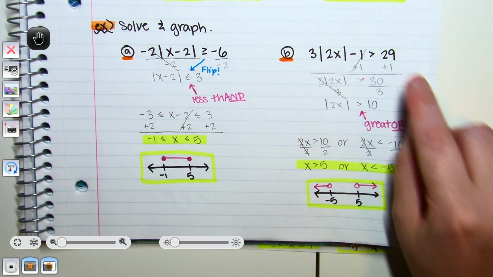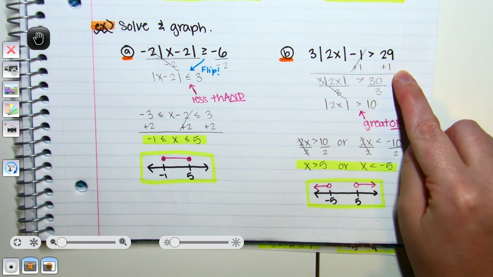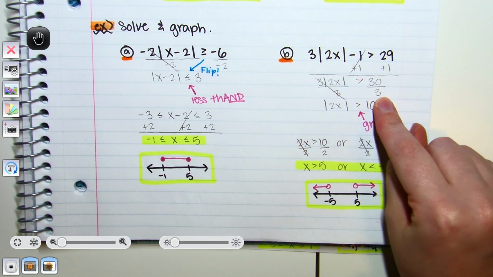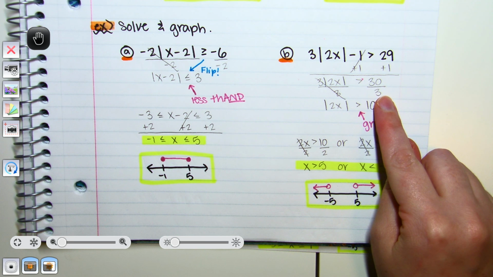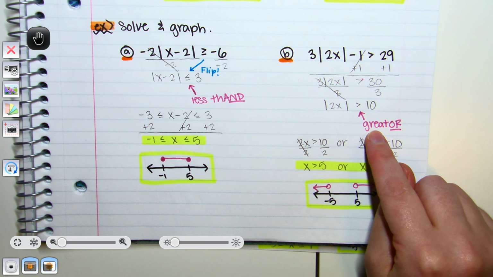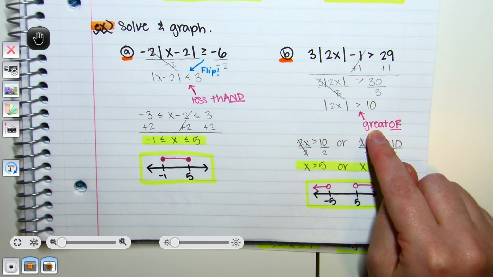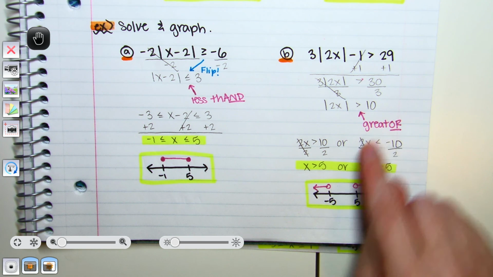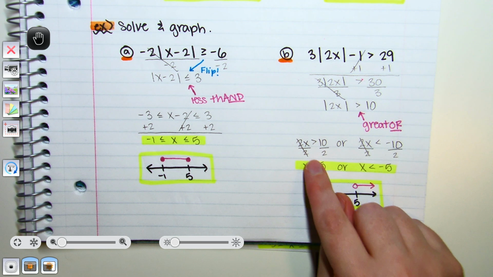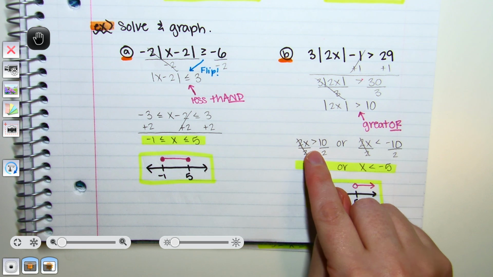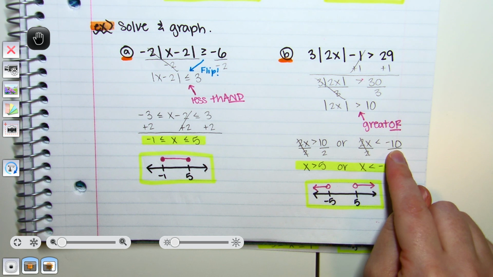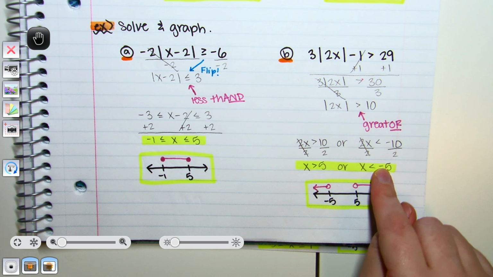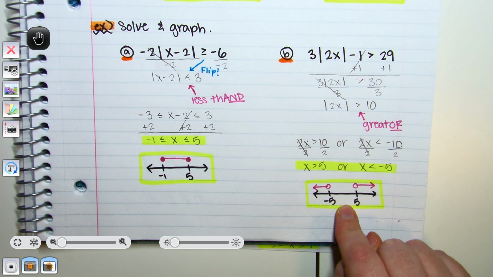Part B, I needed to add 1 to both sides first, then divide both sides by 3. Since I divided by a positive number, the inequality stays the same. Now that my absolute value is isolated, I can look at the inequality and say, all right, this is greater. So I set up my 2 separate statements. One that's written exactly as is, and then the other one I flip the inequality and make the answer negative. Solve both of those, which will both be open circles and look like this.